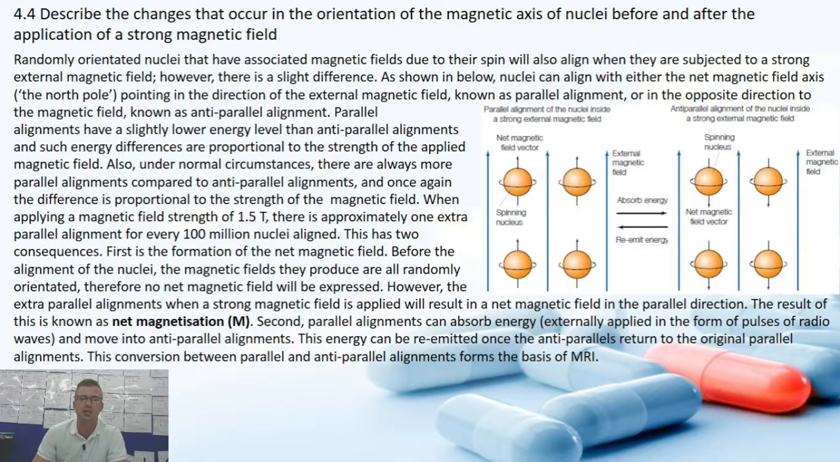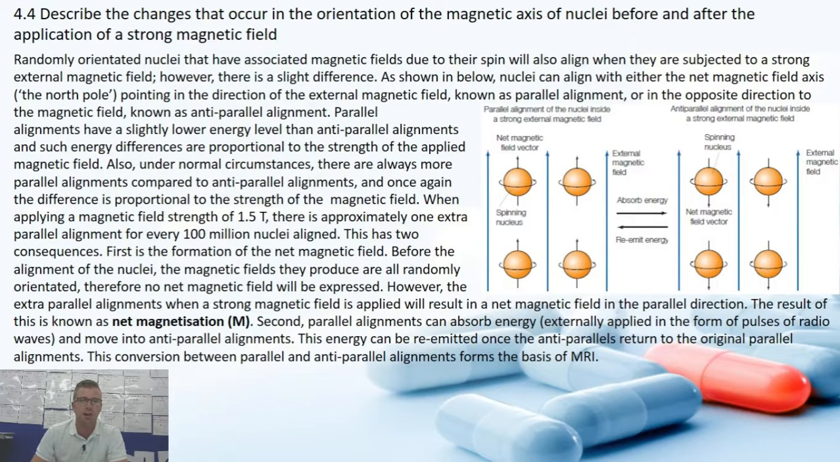So this has two consequences. First is the formation of a net magnetic field. Before the alignment, and this is key to this dot point, the magnetic fields they produce are randomly orientated, therefore no magnetic field will be expressed. However, the extra parallel alignments when a strong magnetic field is applied will result in a net magnetic field in the parallel direction. The result of this is known as net magnetization, denoted by capital M.